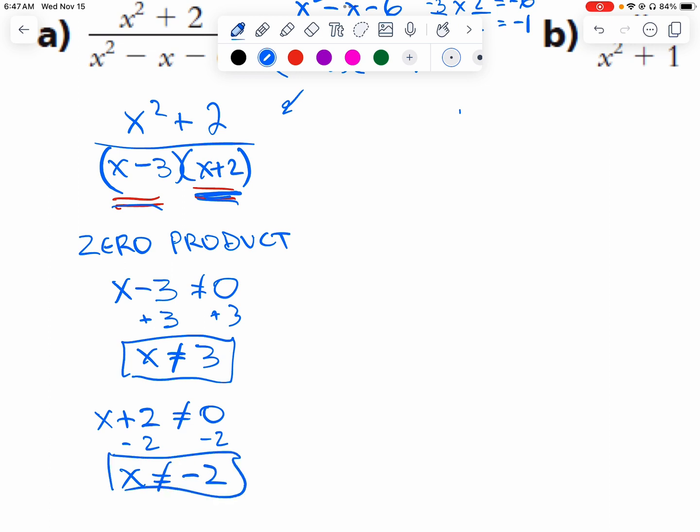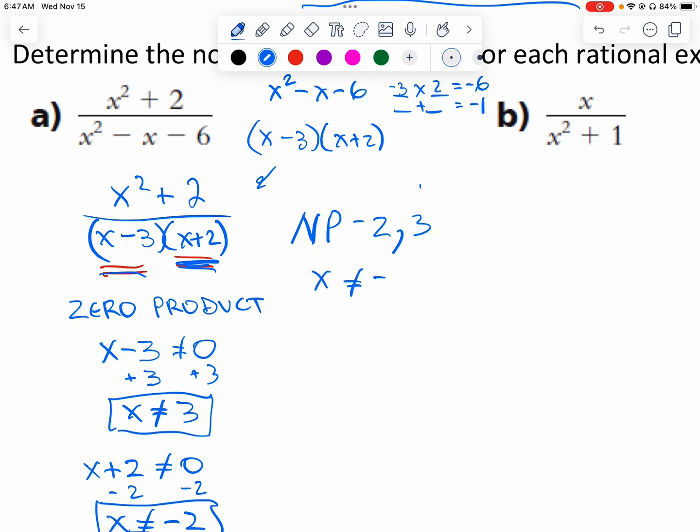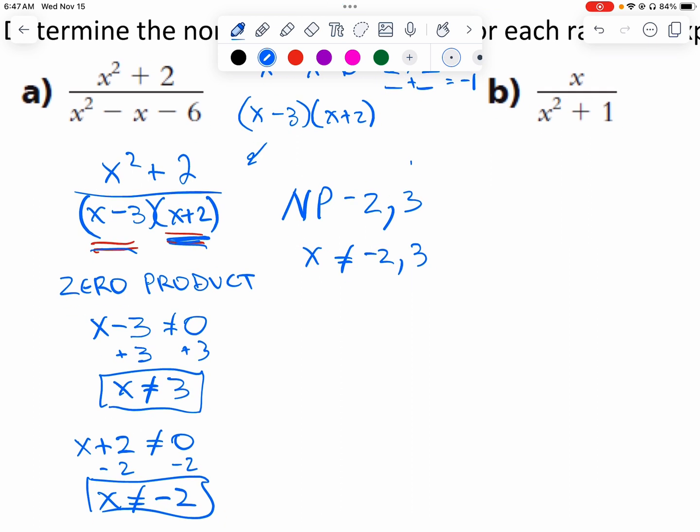So my non-permissible values, and I write this, I go non-permissible values, there are a couple of ways you could write it. You can write negative 2 and 3, or you can say x cannot equal negative 2 and 3. Either one of those is fine as long as you're indicating that it's a non-permissible value or it's a value that x cannot be. Okay? I'm good with either form. Doesn't matter to me.